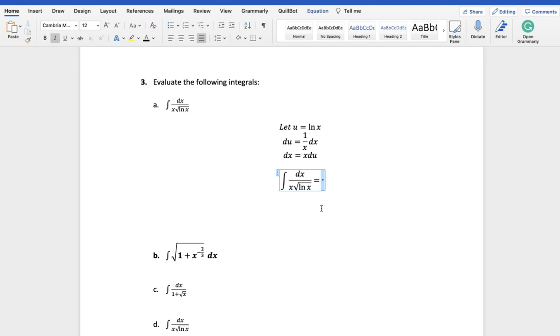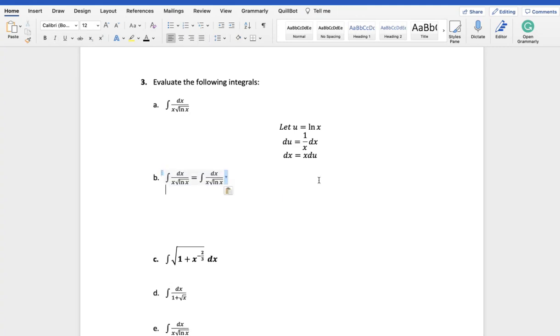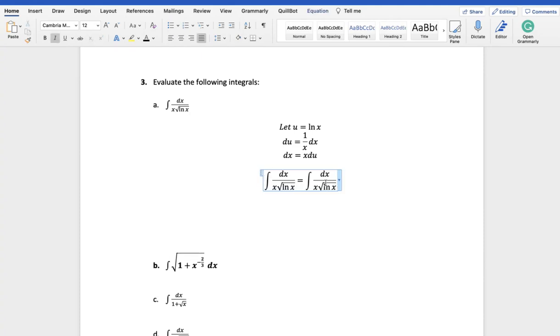Using u substitution, this is equal to, remember dx is just x du, so replace that with x du. ln x is u, so you have u there. And obviously the x can cancel, because it's common in the numerator and the denominator. So when it cancels, you're left with the integral of du.